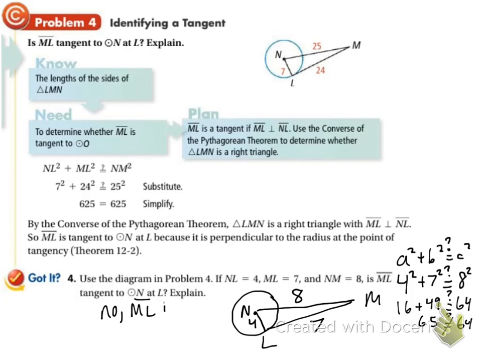ML is not tangent to circle N at L. It's not necessarily saying that it's not a tangent line. It's just not a tangent line at L. So you need to specify at L.